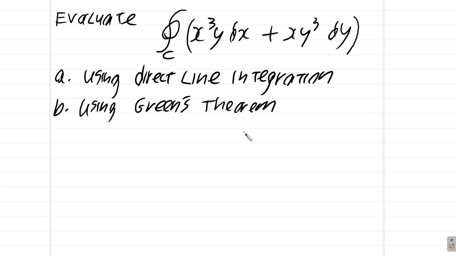Now in an exam you might be asked to use direct line integration alone or Green's theorem alone or both. But anyway, let's look at how we deal with this using direct line integration. Now, you're required to perform this integration. I left out that part. You're being asked to perform this integration.